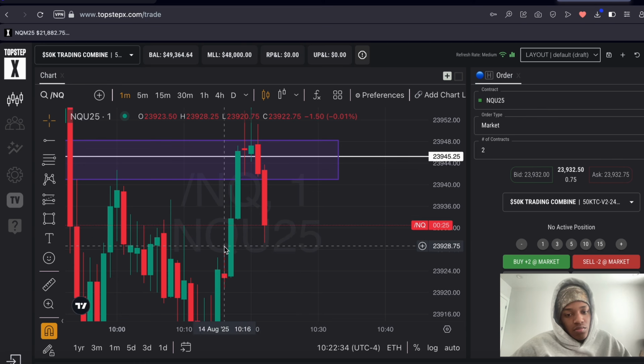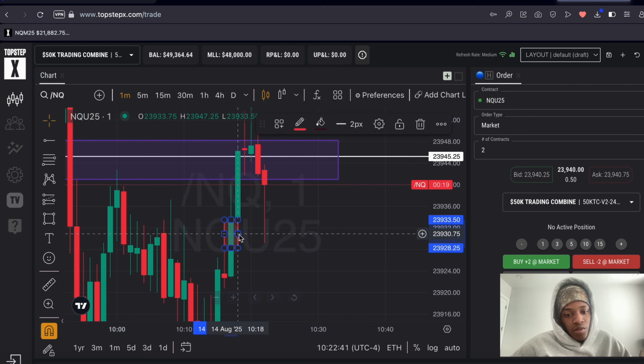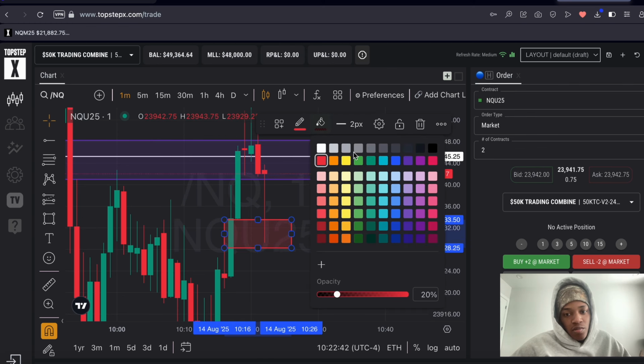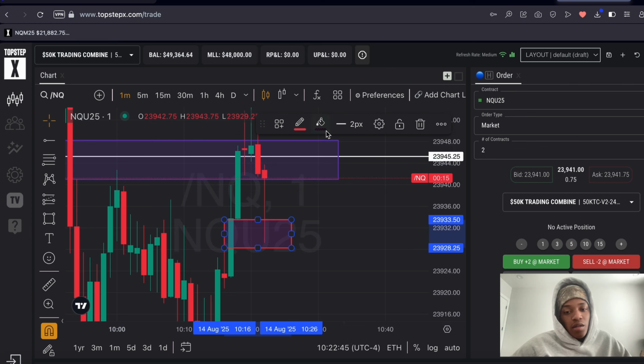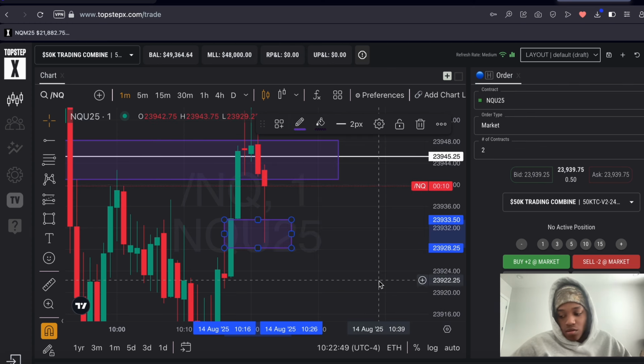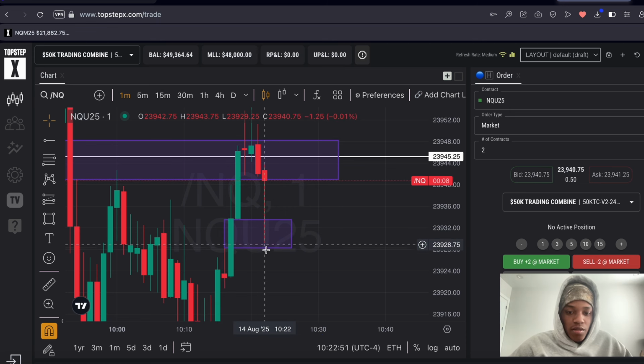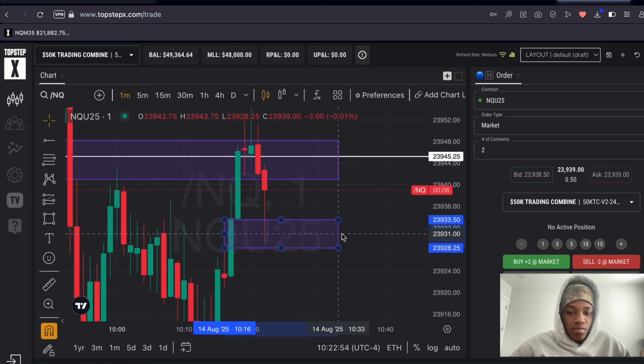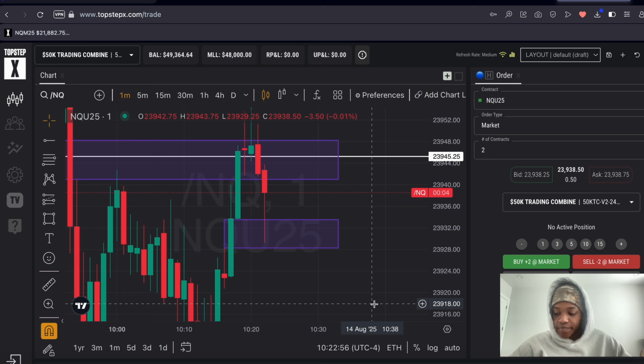So we got this fair value gap that just got made as well. Right here. I know y'all can't see that wick, but trust me, I got eyes. I can see that. Y'all can't see it, but I can see it. Feel me? So this fair value gap got touched, went back up, but I'm just gonna watch out for this.